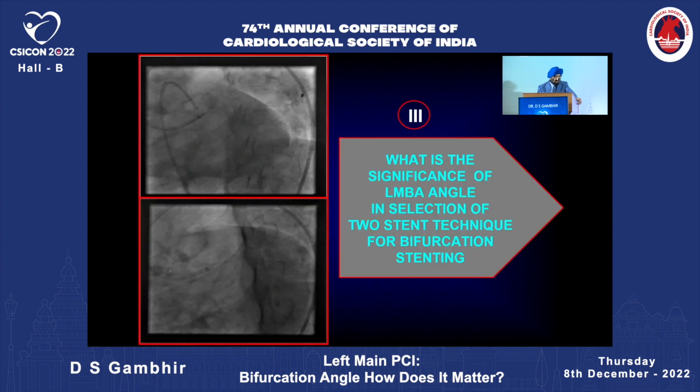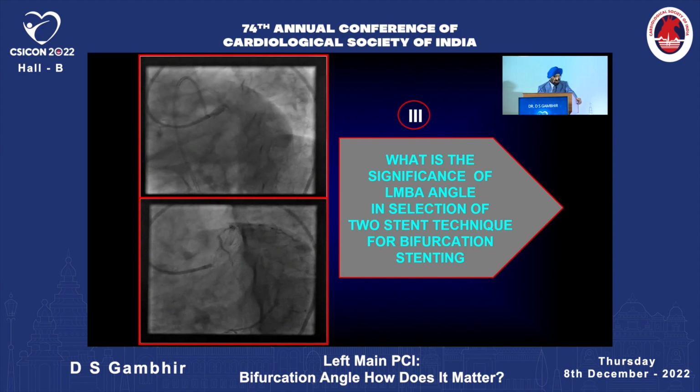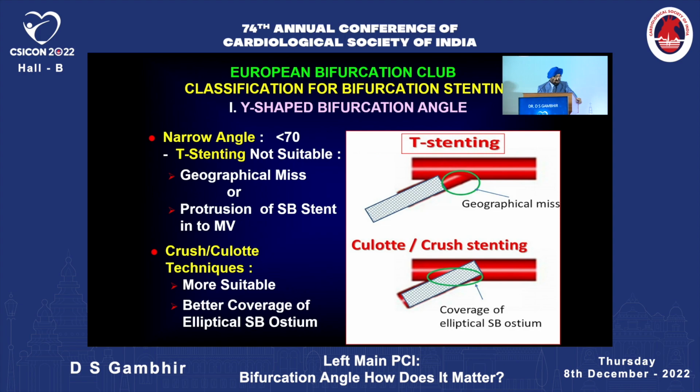a narrow angle. Then what is the significance of left main bifurcation angle in selection of the two-stent techniques for bifurcation stenting? EBC has classified the bifurcation angle into two types: the Y-shaped bifurcation and the T-shaped bifurcation angle.